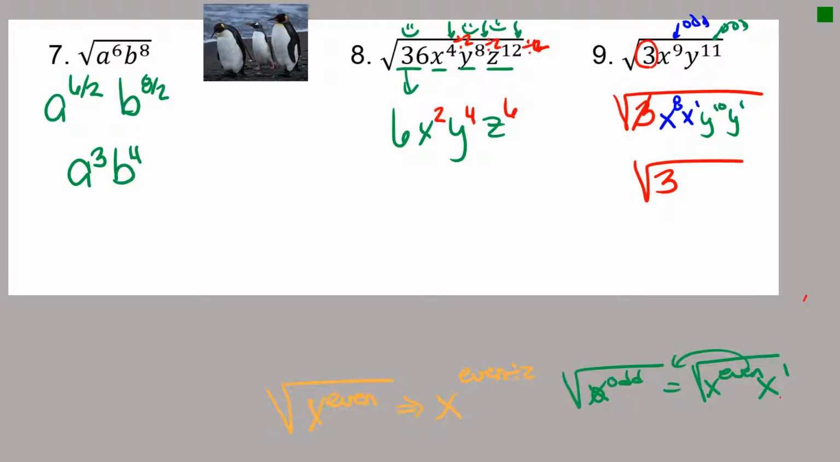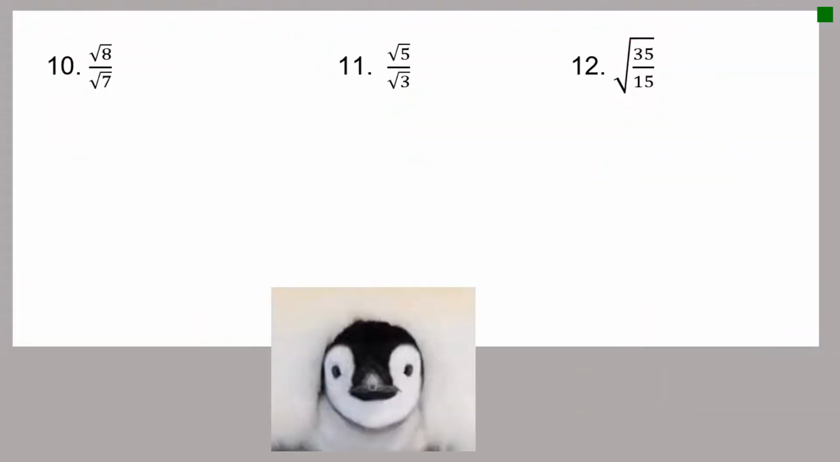The square root of 8, I'm going to take it and I'm going to choose a new color. How about light blue? Divide by 2. So x to the 4th comes outside. X to the 1st stays in. The y to the 10th, I'm going to take it and divide by 2. So y to the 5th comes out and the y to the 1st stays in. Remember, everything that's perfect comes outside, everything else stays inside.